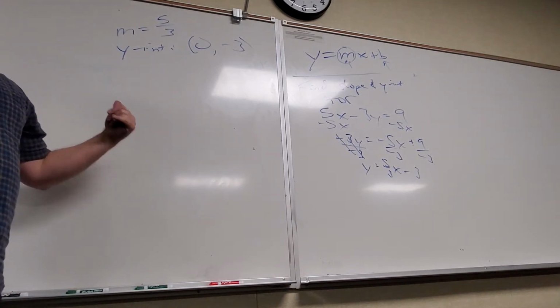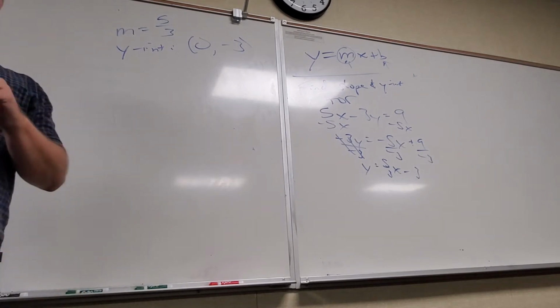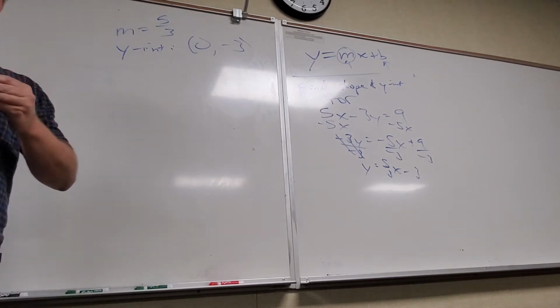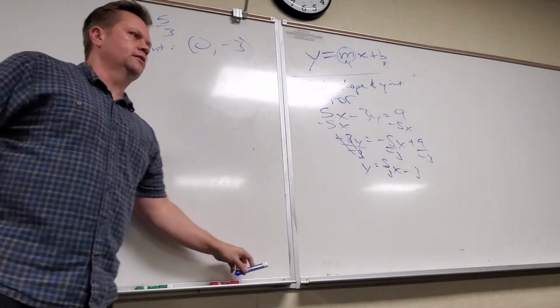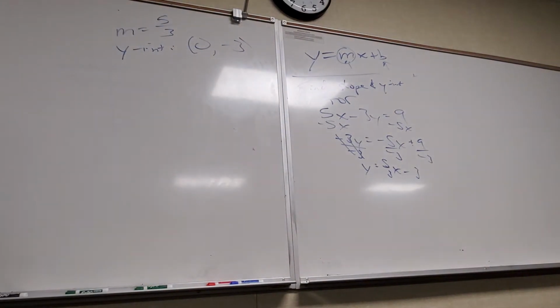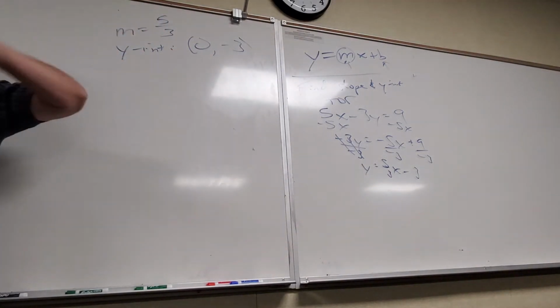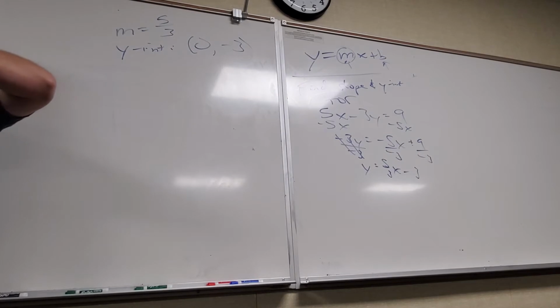Can you graph that? Okay, do it. Point. Graph it. So what does the slope tell you to do? Right. I know where to start, and I know where to go. That's why those two things together are all I need to make the line.